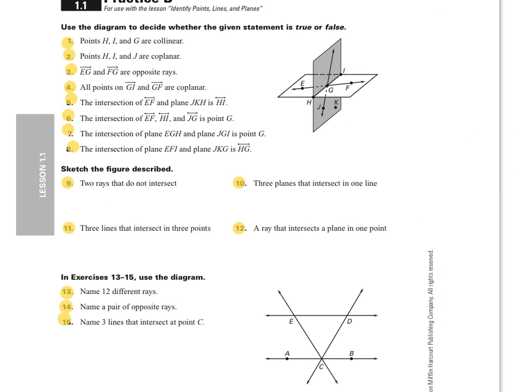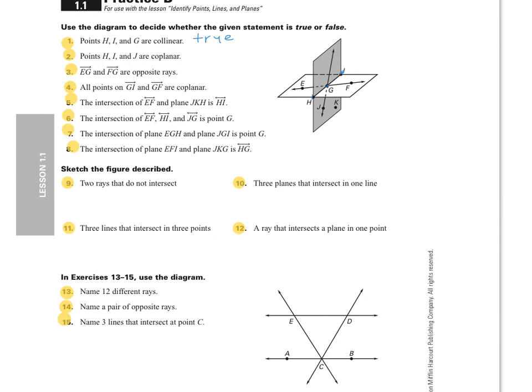Okay, here are the solutions to the review practice worksheets that were assigned for the quiz. Number 1: the directions say use the diagram to decide whether the given statement is true or false. So H, I, and G are collinear. Here's H, here's I, here's G. They all lie on the same line, so that is true.